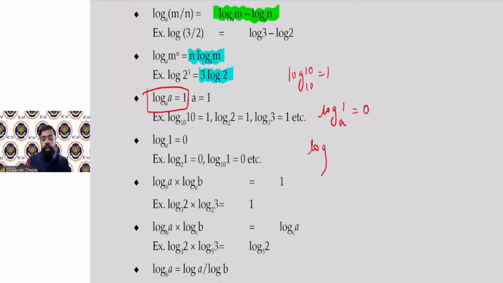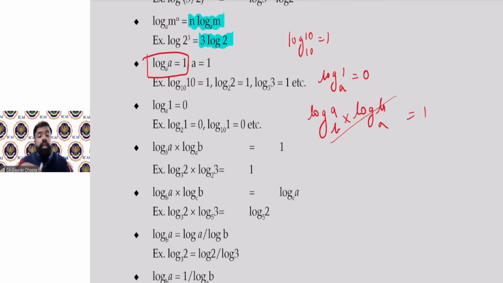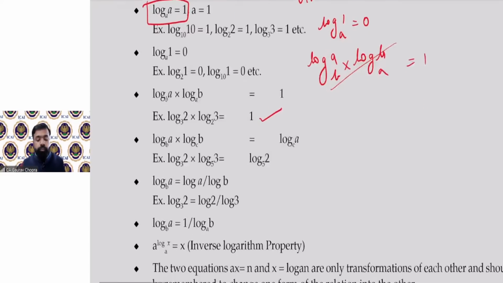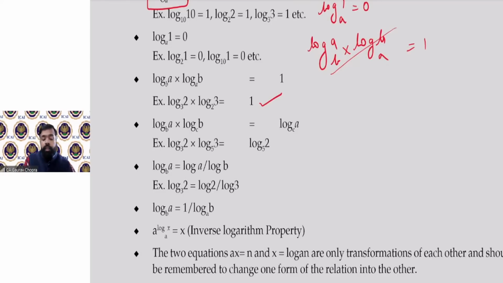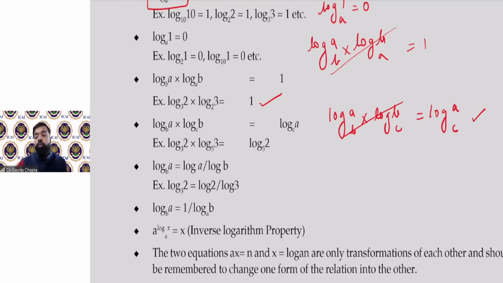And log of A with base B and log of B with base A. Now, this property also we have done. The value in cross will get cancelled and the result will be 1. So log of 2 base 3 and log of 3 base 2, the result is equal to 1. This we have covered. Then, if it is log of A base B and log of B base C, now, this is cancelled, but this time log A and C, these two values are different. So, the result will be simply this only, log of A base C.